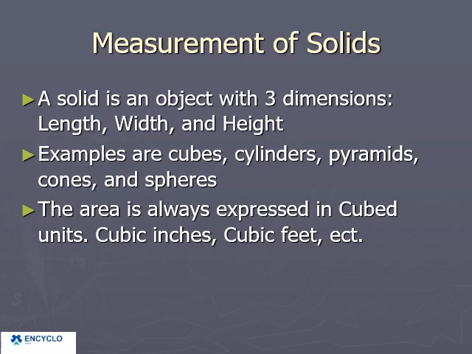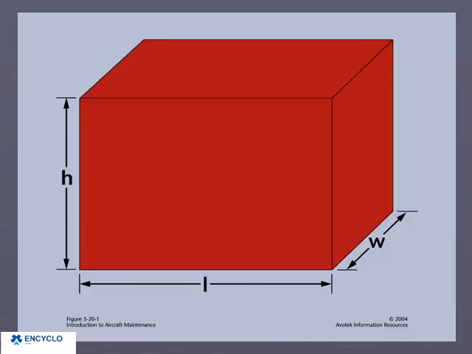Solids are 3-dimensional objects like cubes, cylinders, pyramids, cones, and spheres. Their volume is always measured in cubic units, such as cubic inches or cubic feet. This figure represents a rectangular solid, also known as a cuboid, which has 3 measurable dimensions: length L, width W, and height H. To calculate its volume, you multiply these dimensions using the formula volume equals L times W times H.